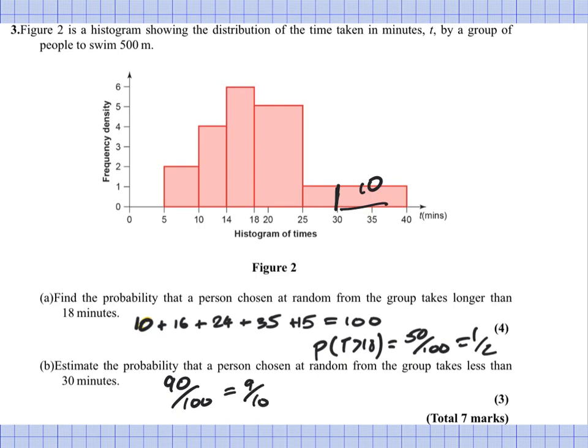Writing that out properly, the probability that the time is less than 30 equals 9 out of 10. Obviously the workings, you should just demonstrate that you've understood how you've established that. I did 1 minus a tenth. That's 10 out of 10. 10 out of 100 is a tenth. Okay, finished. That was an easy one, 7 marks.